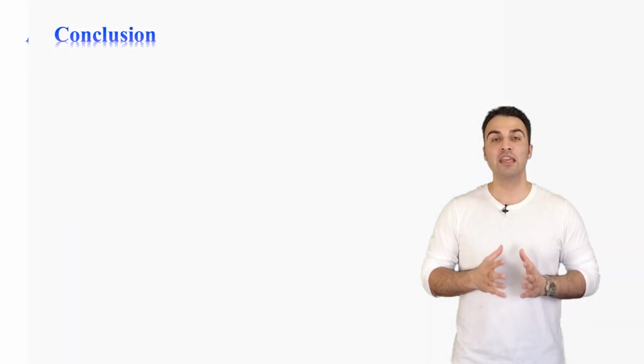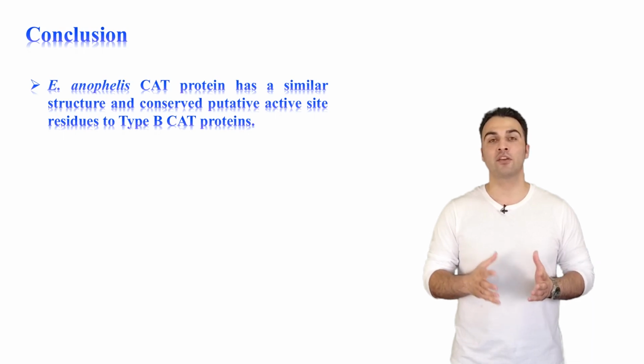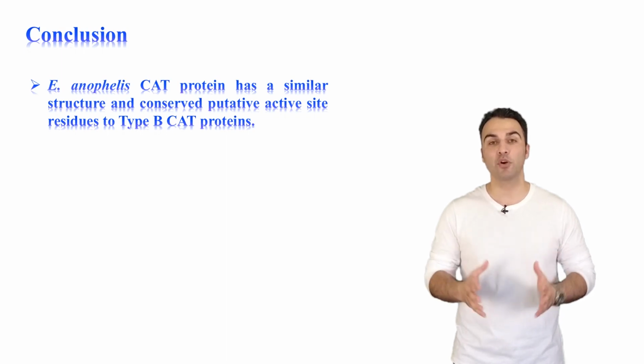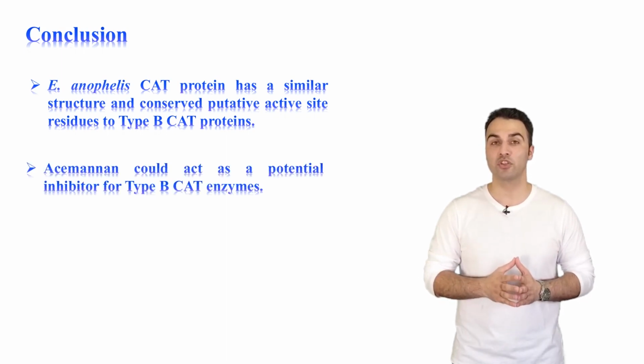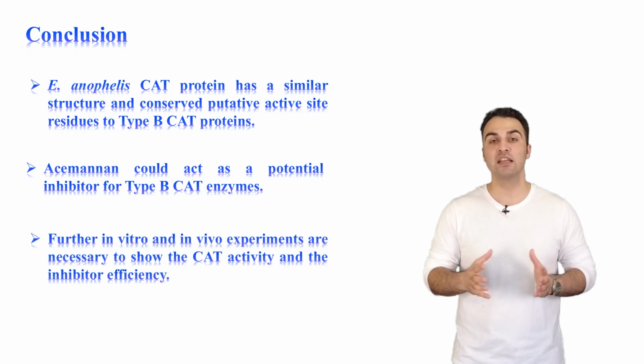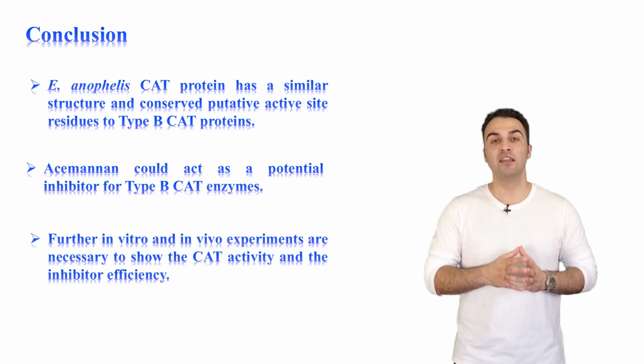Our analysis of the E. anophelis CAT protein has shown it adopts a similar structure and retains conserved putative active site residues as clinically validated type B CAT proteins from other bacterial pathogens. However, further in vitro and in vivo experiments are necessary to show its activity and the inhibitor efficiency.